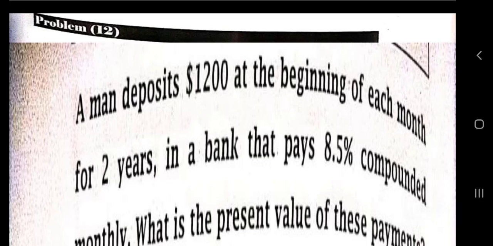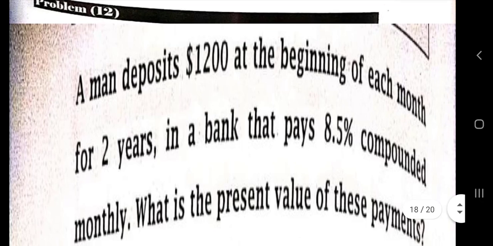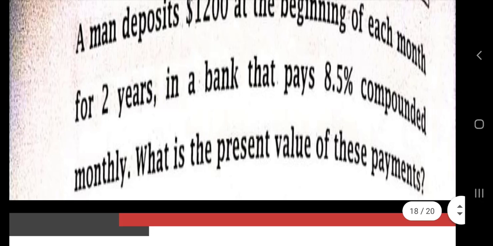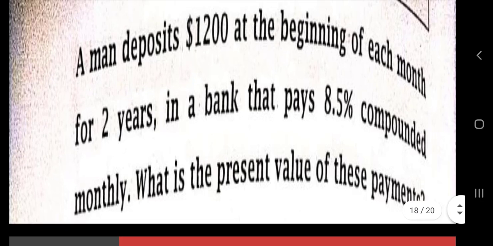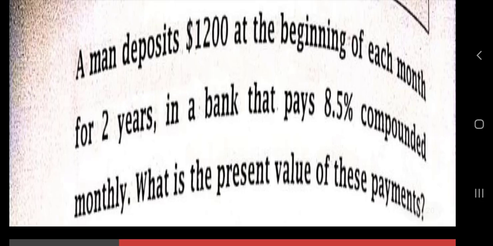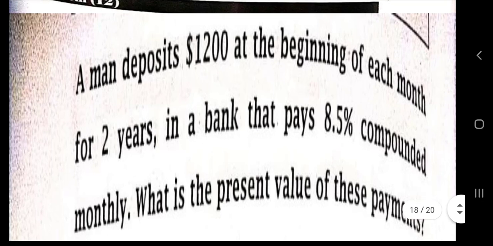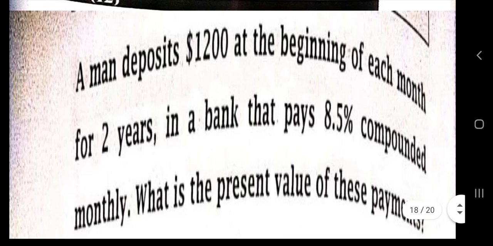Another problem. A man deposits 1,200 at the beginning of each month for 2 years in a bank that pays 8.5% compounded monthly. What is the present value of this payment? In this example, R will be equal 1,200 and the total time equal 2 years. He makes R every month, so in 1 year there are 12 annuities. In 2 years there will be 24 annuities.